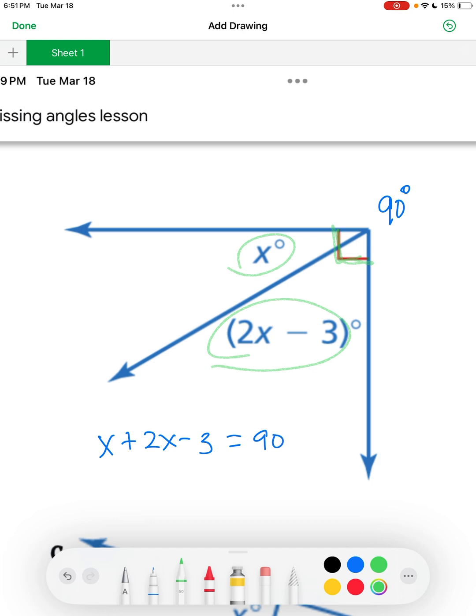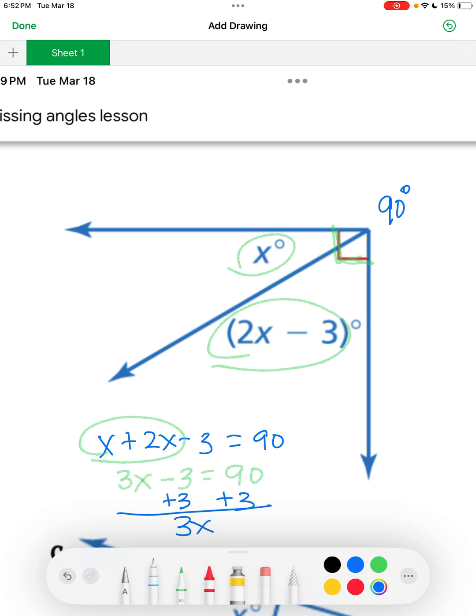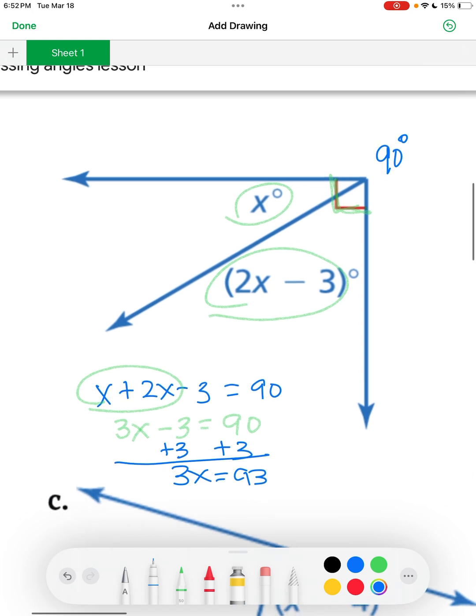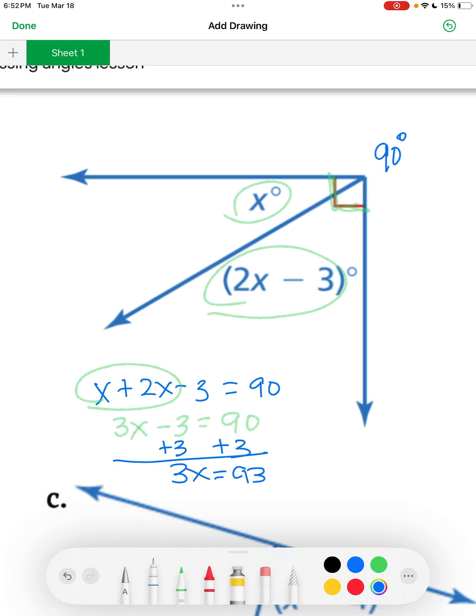Now I've added the extra step of combining like terms. So just like when we would do equations, that's what we have to do. I have to combine these terms first before I do anything else. That's 1x plus 2x, that's going to give me 3x, minus 3 equals 90. Before I can isolate the variable completely, I have to remove the 3 using the inverse operation. So I'm going to add 3 to both sides, and I get 3x equals 93. I'm not quite finished because the x is not isolated, so I have to divide this side by 3 and divide this side by 3, and I get that x is 31.